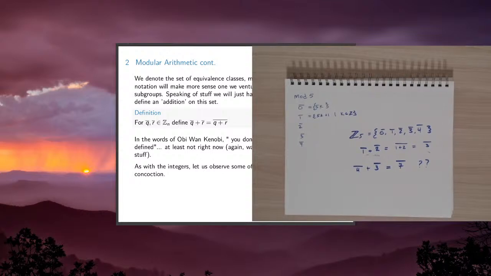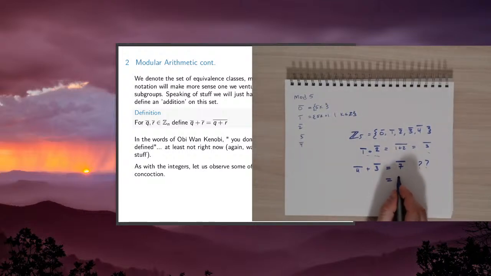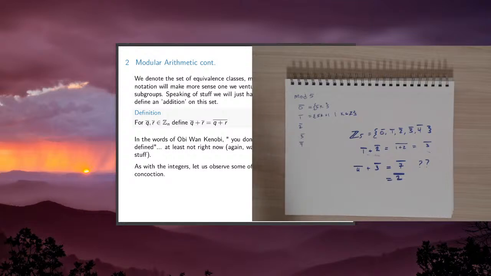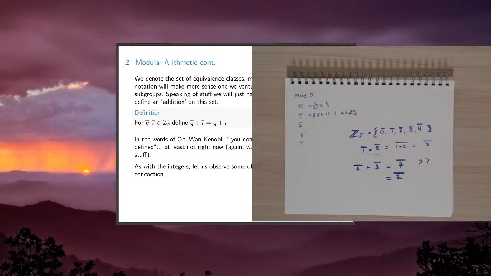Okay, so this is the class with 7 in it. Well, what is 7 modulo 5? Well, it's 2. Bam. Isn't that awesome? In this Z5 universe, 4 plus 3 equals 2. Nah, 2 plus 3 equals 0. Whoa.